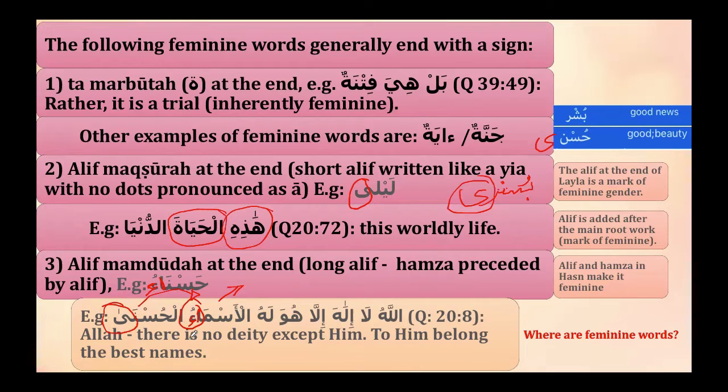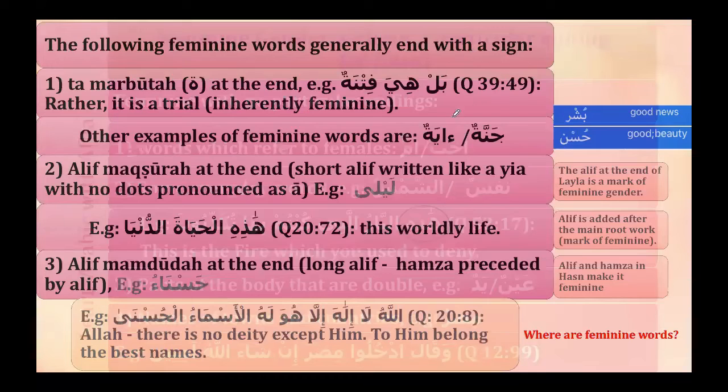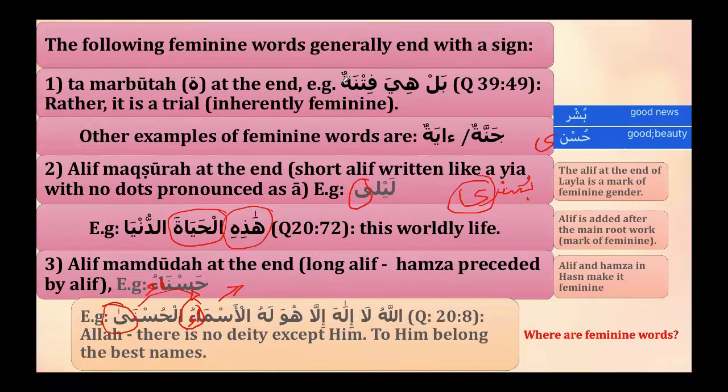All right. Now, again, I think this is going to be saying feminine gender without a particular ending. Okay. Before, in that previous slide, we talked about markers, right? Either it has this ta marbuta, or an alif maksura, or we are looking at the alif mamduda. There are markers at the end. You can easily identify them, right? We talked about naturally feminine words also. Sometimes we add the ta marbuta to make feminine, or sometimes they're naturally feminine. Like this word is naturally feminine.